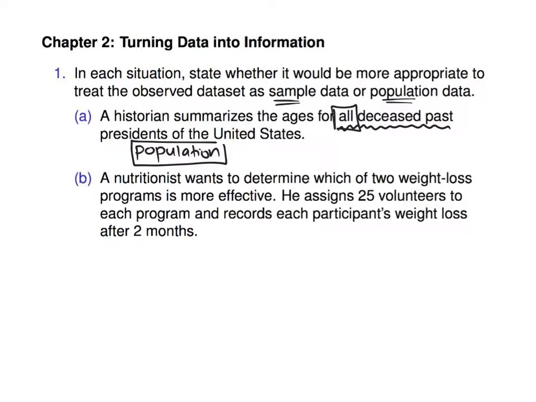A nutritionist wants to determine which of the two weight loss programs is more effective. He assigns 25 volunteers to each program and records participants' weight loss after 2 months. That's a sample, because they're trying to look at the efficacy of the two programs for everybody based on a small group of people. Sample, small. Alliteration's a good tool.